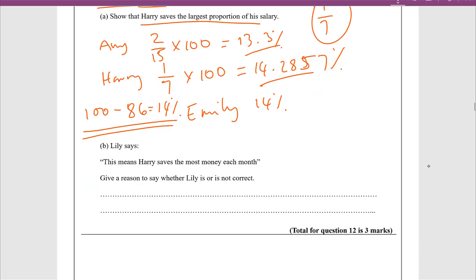And next question, Lily says this means Harry saves the most money each month.